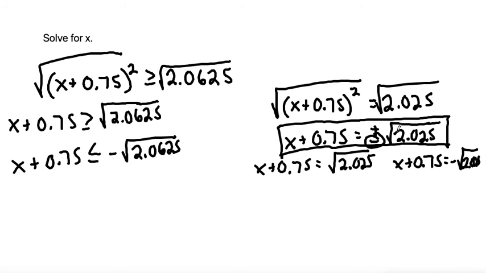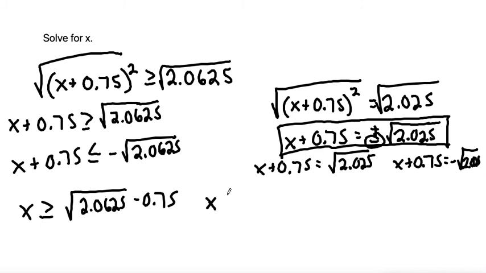So if you have an equality, you can write it as one, but when you have an inequality, you really have to write it as two separate things before you can finish solving. So subtracting 0.75 for both of these would give us x is greater than or equal to the square root of 2.0625 minus 0.75, or the other option would be x is less than or equal to negative square root of 2.0625 minus 0.75.